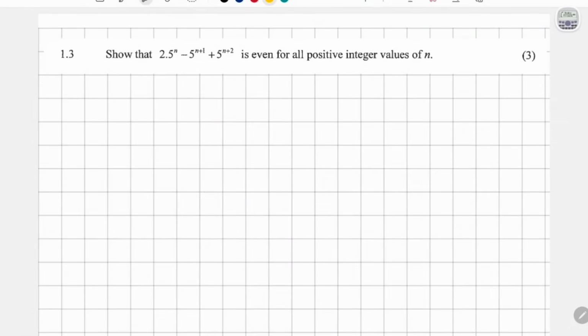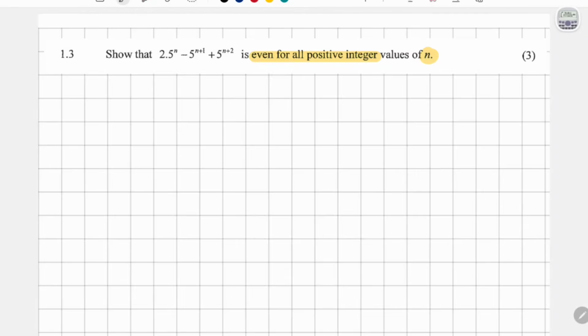Okay, and now we're on 1.3, and 1.3 says we need to show that 2 multiplied by 5 to the power of n and then minus all of this. As you can see, this is an exponential expression, is even for all positive integer values of n. Okay, so it has to be even. We have to prove to them that it's always going to be even for all positive integer values of n.